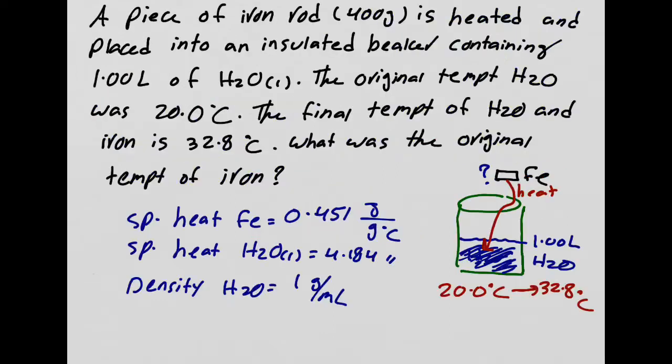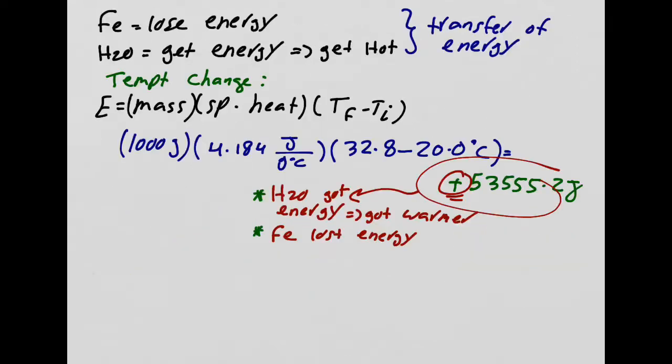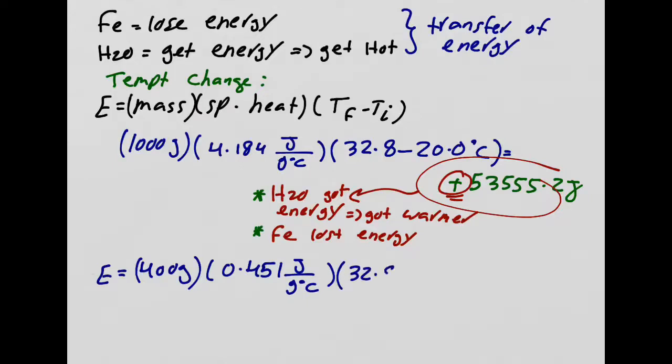And you were trying to figure out again, what was the question? What was the original temperature of iron? So, we have to do another T change. How much iron did I have? 400 grams of iron. The specific heat of iron is 0.451 joules per gram degrees Celsius. What was the final temperature of iron? 32.8. They both reach the same temperature because one loses, one gains, and they're both going to have the same temperature. And I don't know what the initial temperature is. That's what I'm trying to figure out.